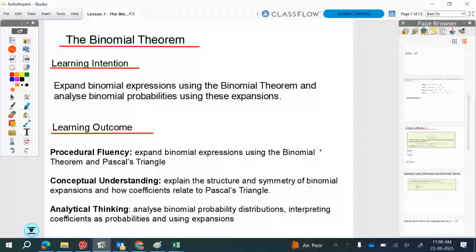We're going to look a little bit at the binomial theorem. We want to make use of Pascal's triangle and the formula. So let's have a little look now at what we've got.